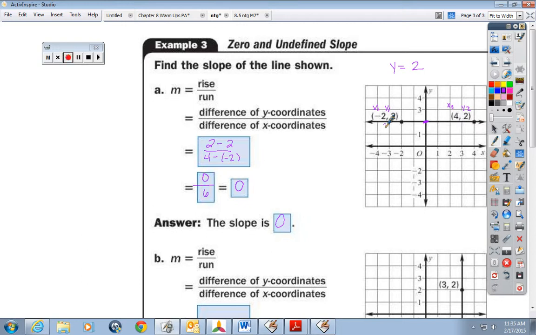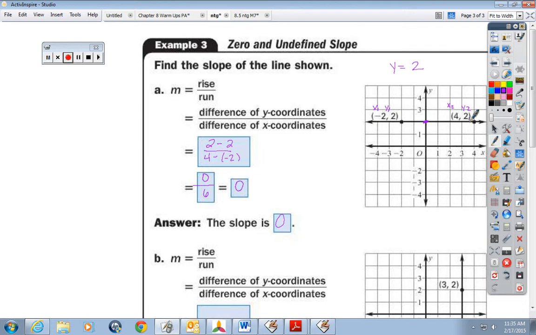Is it still a function? Yeah. Is it in function form? Y equals something? Yes. If you had the x values be -2 and 4, I subtracted the x's here and got 6, but that doesn't mean anything. That just means I moved this way 6 points. And the slope is still 0. Okay?